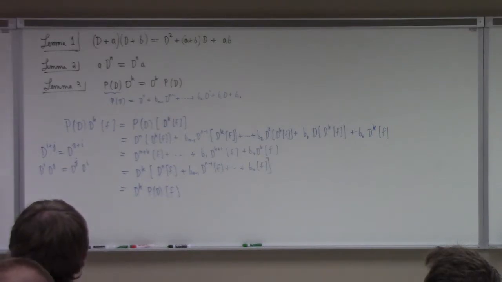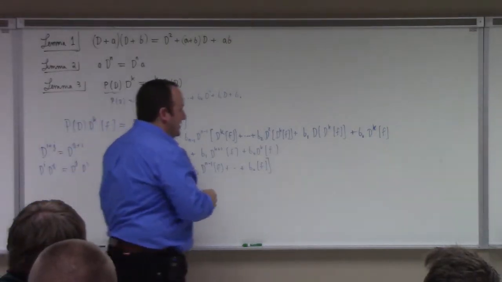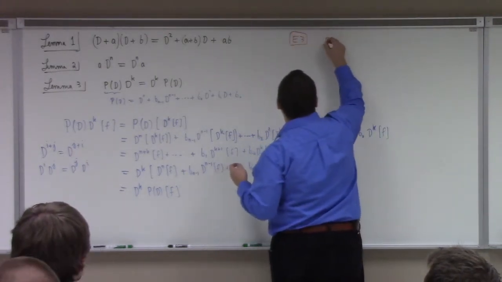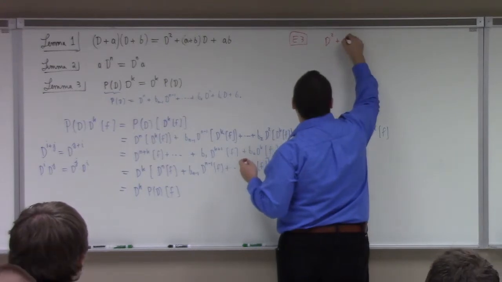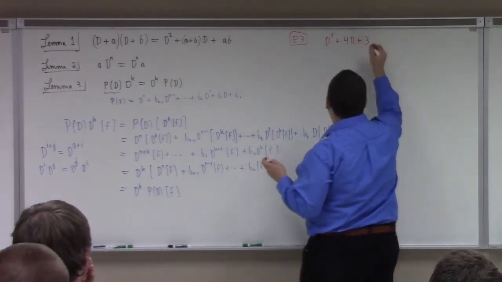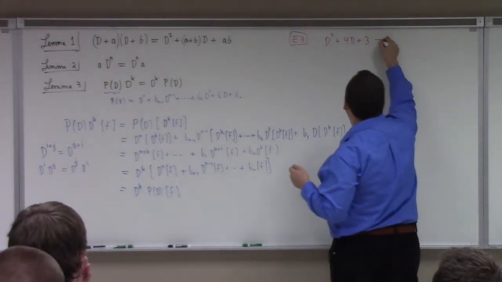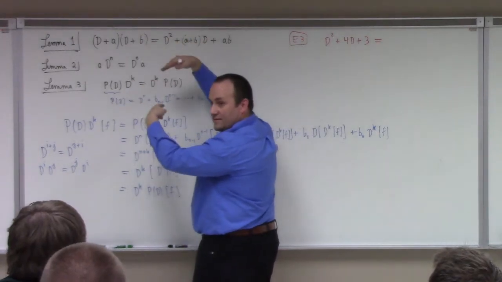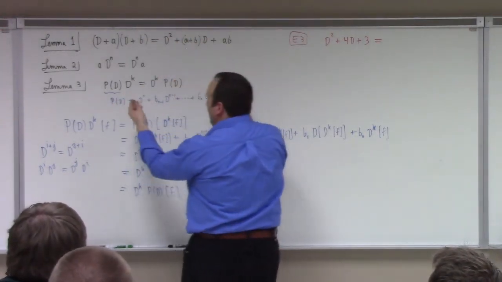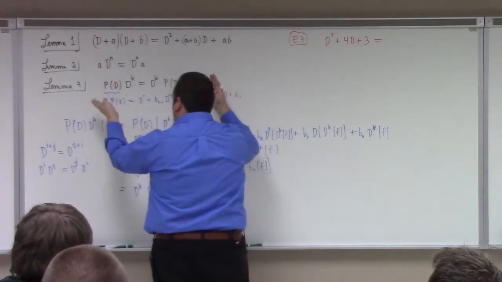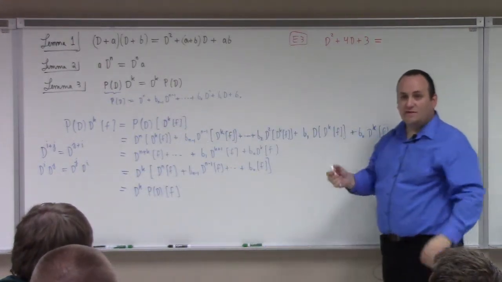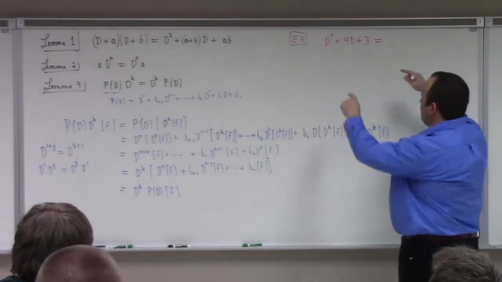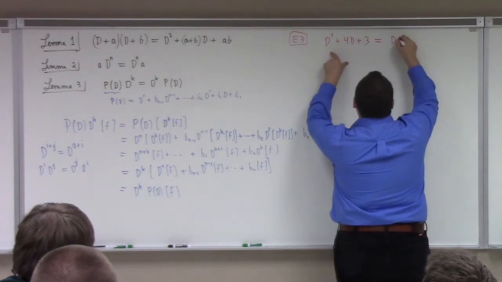Let me give you a very low-tech example of this, okay? It's in case there's still somebody who doesn't believe. How about this? Let's look at D squared plus 4D plus 3. What do these lemmas really say? They say that polynomials in the differentiation operator obey the rules of ordinary polynomial algebra. They say that you can factor, just like normal. So if there's any justice, this should be the same operator as this.